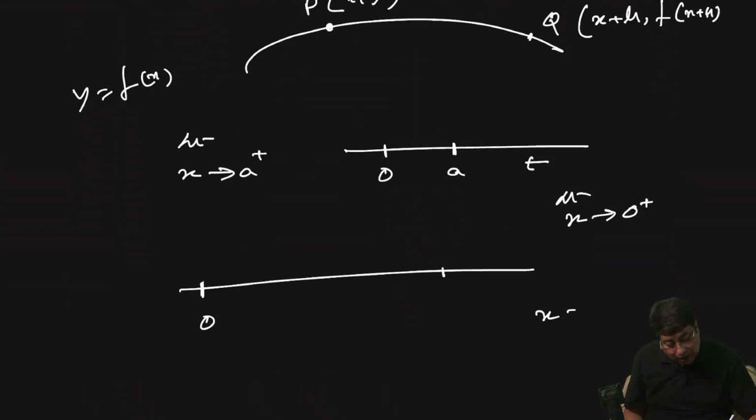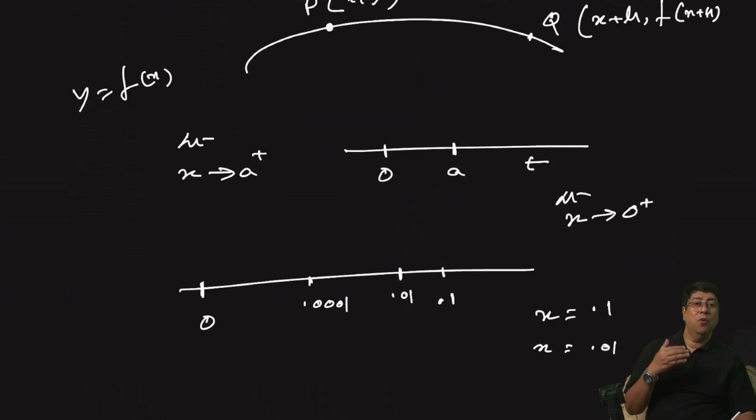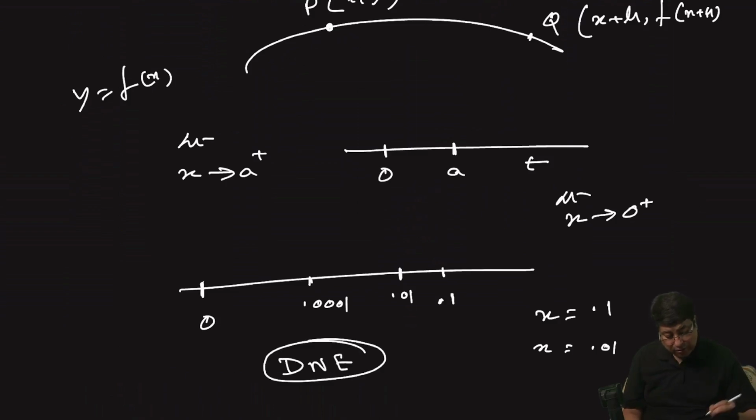If we put x equal to 0.1, which is nearer to 0, some students will say x equal to 0.01, more near to 0. Somebody will say x equal to 0.0001, which is even nearer to 0. So more and more zeros we will put, and it keeps coming nearer. So which is the point nearest to 0? Simple: it does not exist.